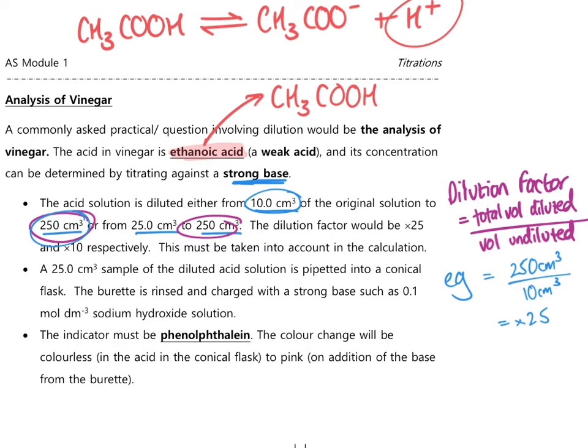Okay, so you would make that up in your volumetric flask. So that would be made up to 250 centimetres cubed. And from that, you would take your 25 centimetres cubed of your solution, and that would be done using a pipette, and that would then go into your conical flask. So that's a very messy diagram, but you would get your diluted solution from your volumetric flask, pipette out 25 centimetres cubed, and put that in your conical flask to then be titrated against your strong base.